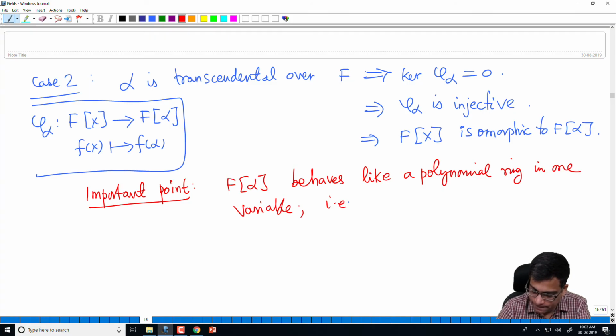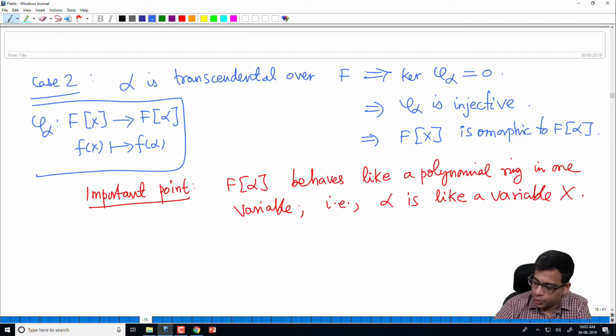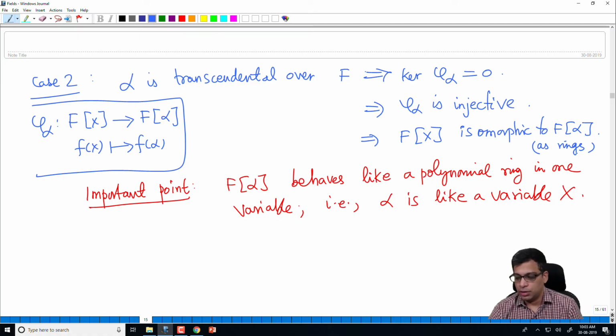That is, alpha is like a variable x, right? So this is the important point, because F[x] is isomorphic to F[alpha] as rings. Another way of saying it is that alpha is just like a symbol. X is a symbol. Alpha, though it's actually an element, is like a symbol.